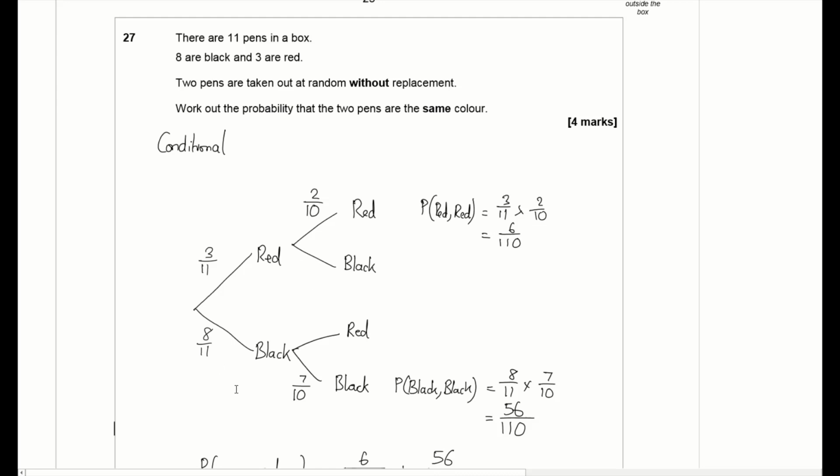This side here though, if we're going down the black black pathway, then originally you had 11, there will now be 10 pens. There were 8 black pens originally, you've already selected one, there will now be 7 black pens. The rule for going along the branches, so red red or black black, is to multiply the probabilities together. So the probability of red then red will be 3/11ths times 2/10. 3 times 2 is 6, 11 times 10 is 110.